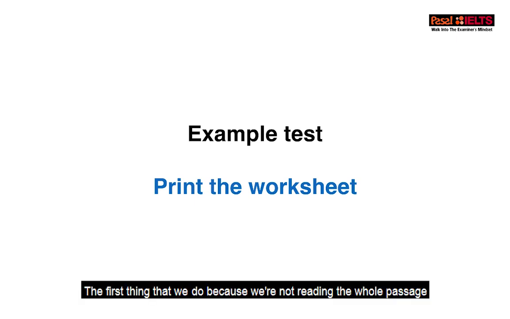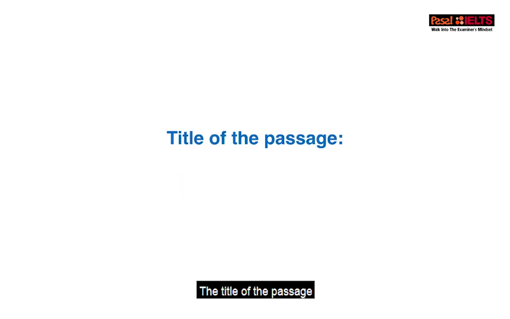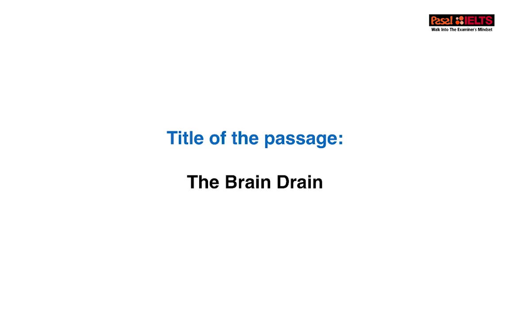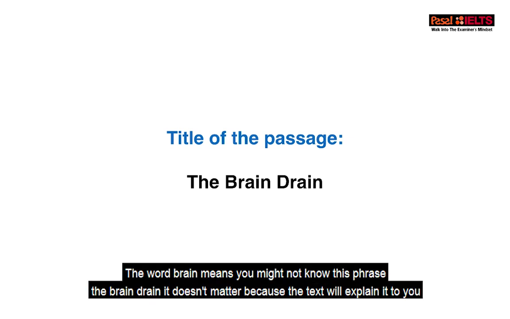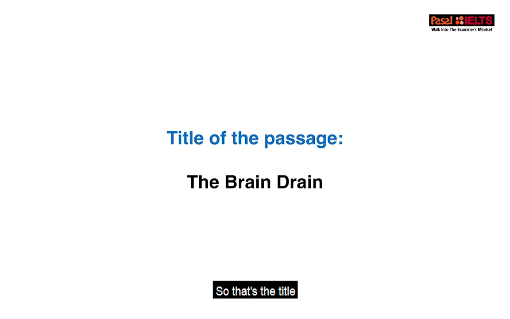The first thing that we do, because we're not reading the whole passage, we just look at the title of the passage. In this case, the title is The Brain Drain. I'm sure you know what the word brain means. You might not know this phrase, the brain drain. It doesn't matter because the text will explain it to you. So there's the title. What do we do next? Well, we go straight to the first question.